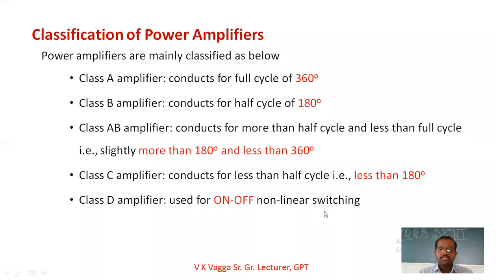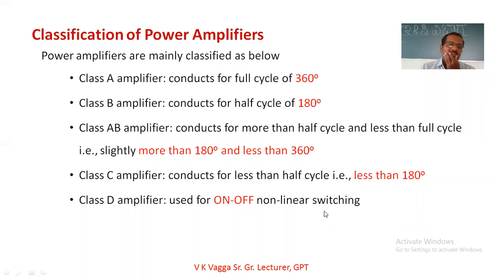And if you take the classification of amplifiers, especially power amplifiers, they are mainly classified into five types: class A, class B, class AB, class C, and class D. If you take class A, it conducts for the full cycle, which is 360 degrees. It is a half cycle for the positive and a half cycle for the negative. It gives conduction for both the cycles, so the entire 360 degrees is called class A.